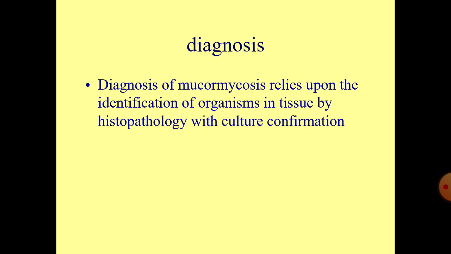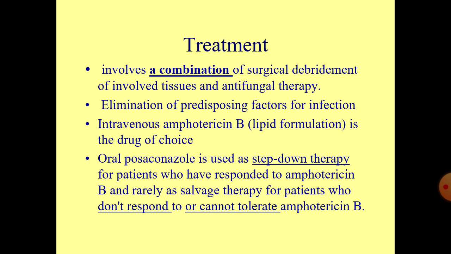So diagnosis of mucormycosis relies on identification of the organism by histopathology and culture. Unfortunately, in these patients we have no serological test useful for diagnosis. So culture and histopathology are used for diagnosis of mucormycosis. In general, treatment usually needs combined therapy. In addition to the antifungal, which is not enough alone for treatment of these patients, we need surgical debridement, in addition to treating the underlying cause.